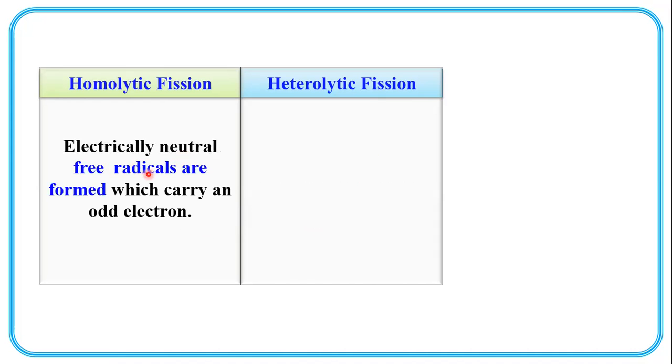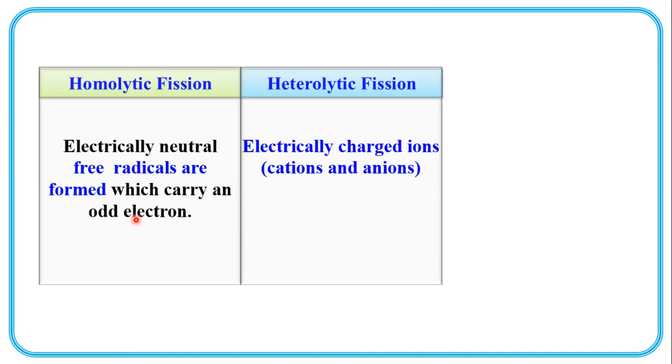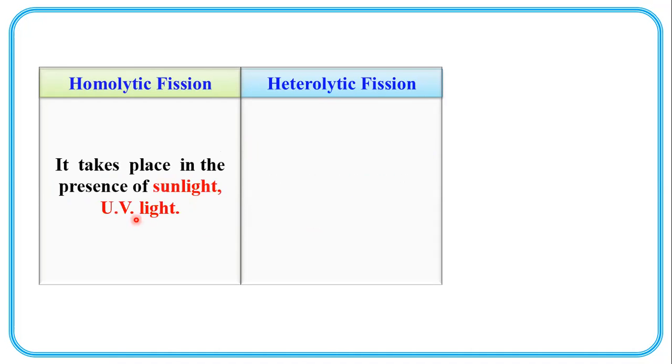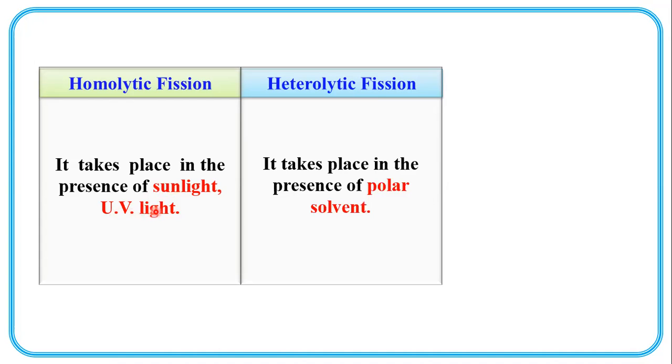Electrically neutral free radicals are formed which carry odd electrons. Electrically charged ions, cations and anions, are formed. Homolysis takes place in presence of sunlight or ultraviolet light, and heterolysis takes place in presence of polar solvent.